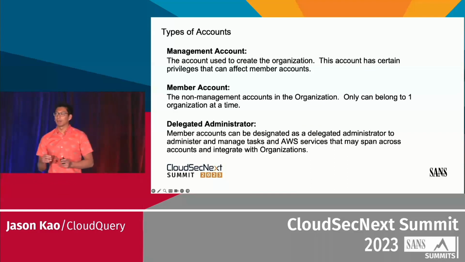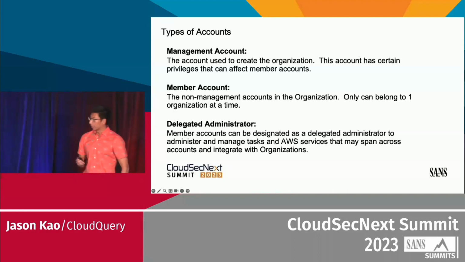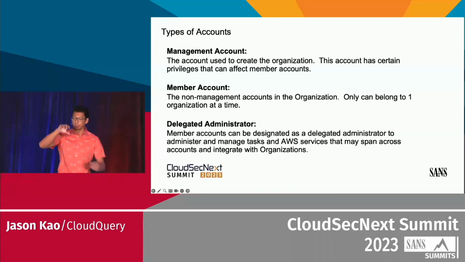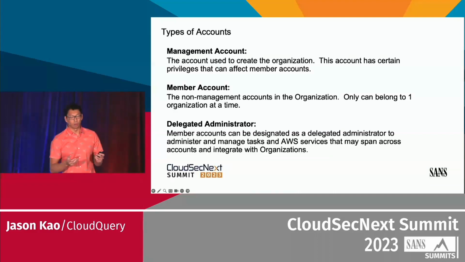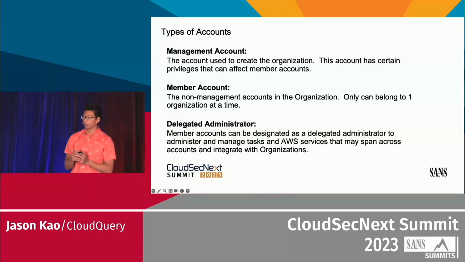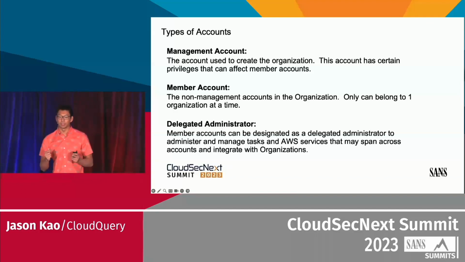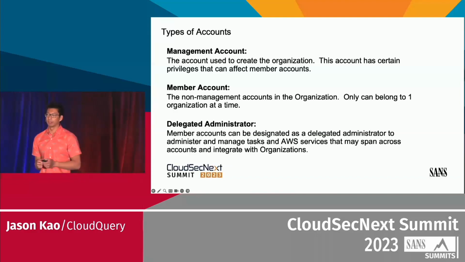Before we get there, we'll talk about types of accounts. We talked about management earlier, as well as other types of accounts called member accounts. We'll spend a little bit of time later talking about delegated admin, but in this case, we have the management account, which is an account used to create the organization. This is the first account you typically use. This account has certain privileges that can affect member accounts. Then there are member accounts, which are the non-management accounts in the organization, and these can only belong to one organization at a time. Lastly, and this is a subsection, is delegated admin, which is a recent feature by AWS, where member accounts can be designated as a delegated administrator account to administer and manage tasks in AWS services that may span across accounts and integrate with organizations.